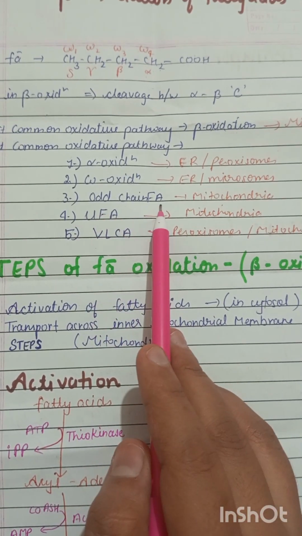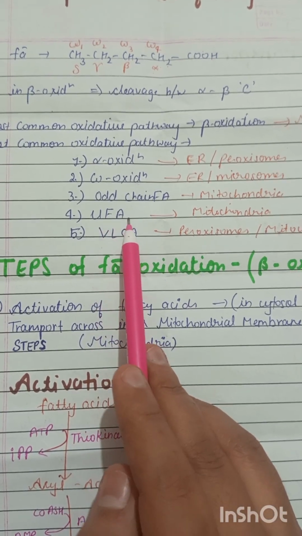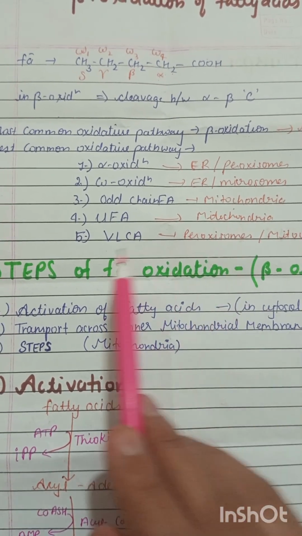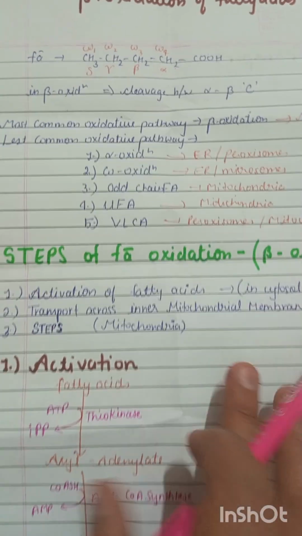Odd chain fatty acid oxidation occurs in mitochondria. Unsaturated fatty acid oxidation occurs in mitochondria. Very long chain fatty acid oxidation occurs in peroxisomes and mitochondria.